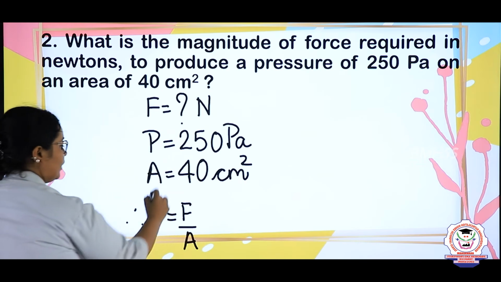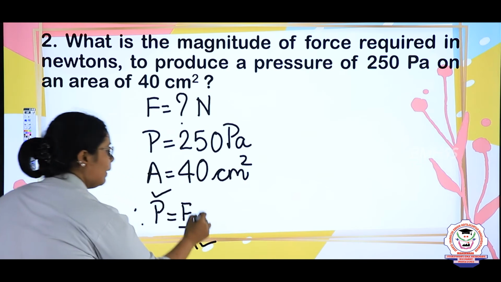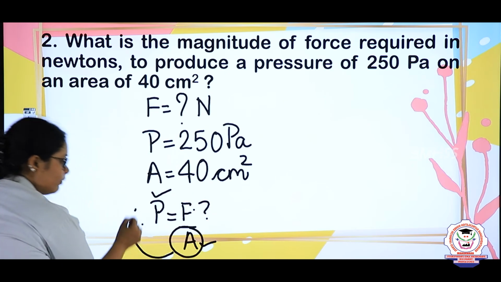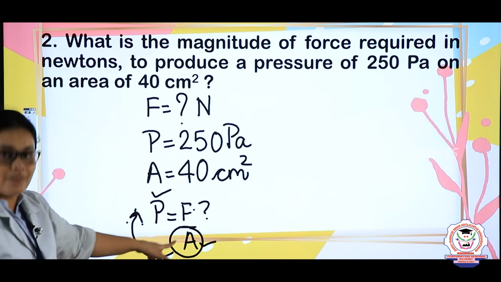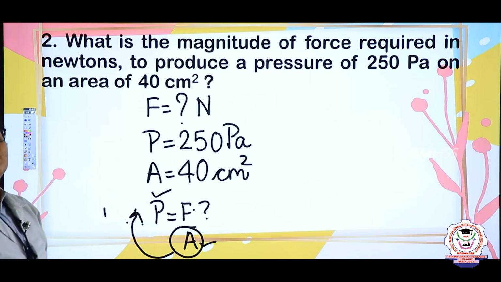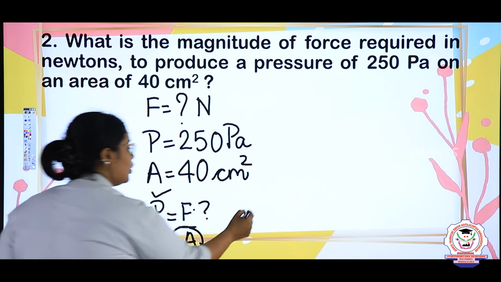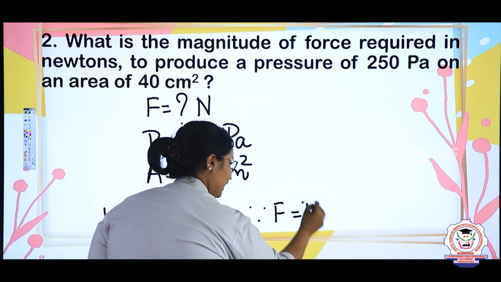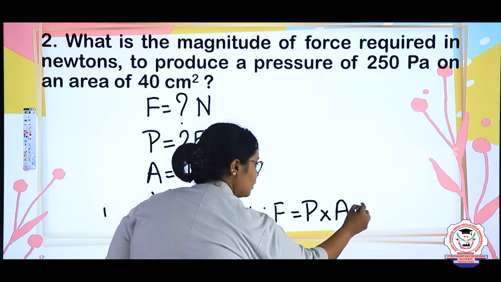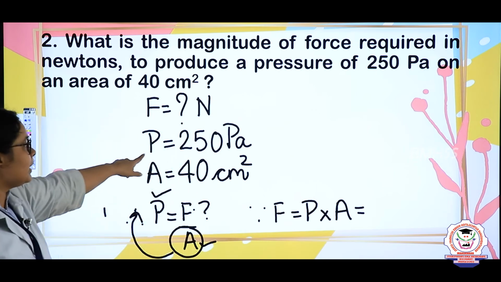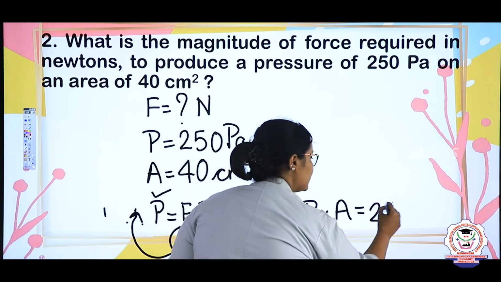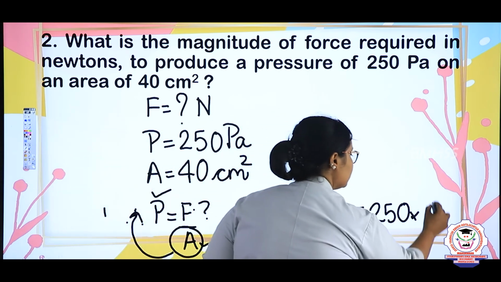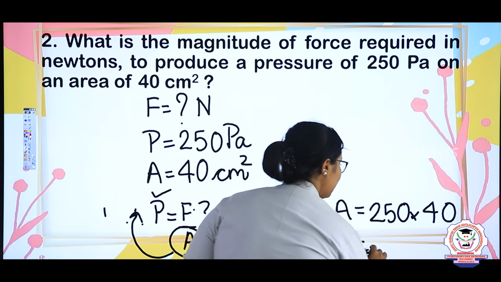Now you know the value of P, you know the value of A, but you don't know what is F. So what you can do is, this A you can shift over here, and here it is in divide position. So when it comes here, it will become multiply position. So you can write F is equal to P multiplied by A. So how to do that? What is P, children? P is 250 and area is 40, right? Yes.